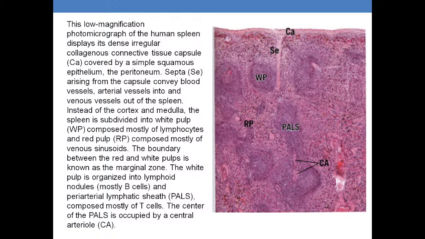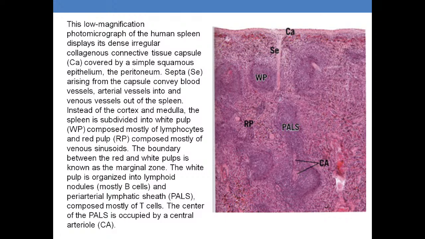This low magnification photomicrograph of the human spleen displays its dense irregular collagenous connective tissue capsule covered by a simple squamous epithelium. Septa arising from the capsule convey blood vessels, arterial vessels in and venous vessels out of the spleen. Instead of cortex and medulla, the spleen is subdivided into white pulp, composed mostly of lymphocytes, and red pulp, composed mostly of venous sinusoids.